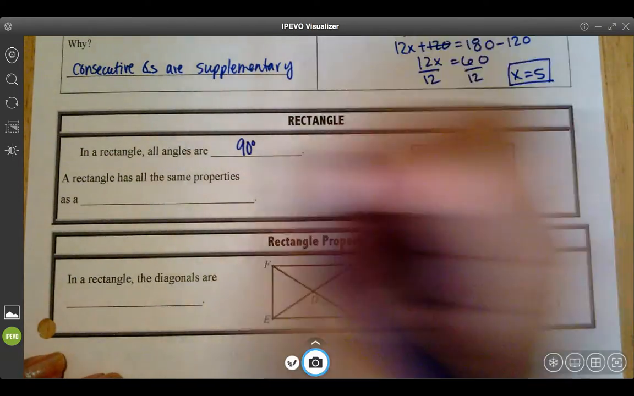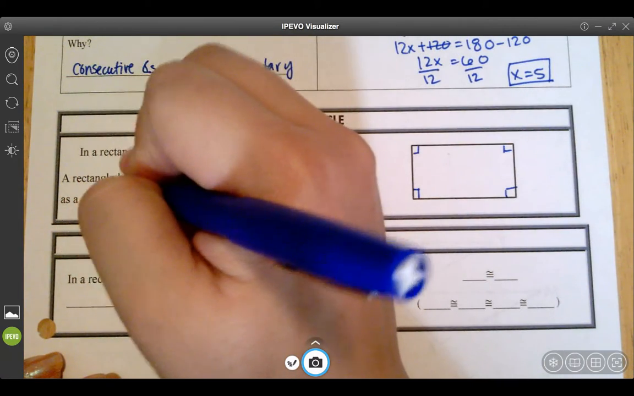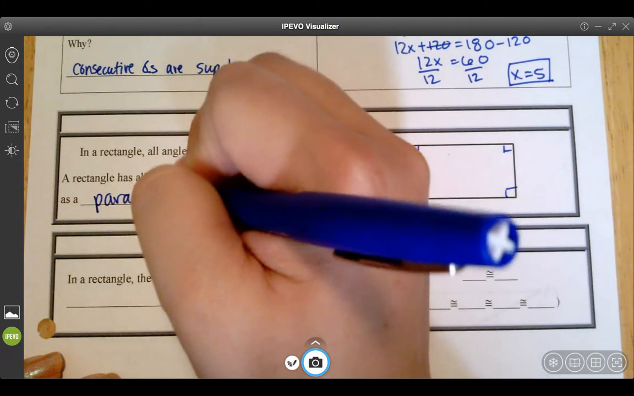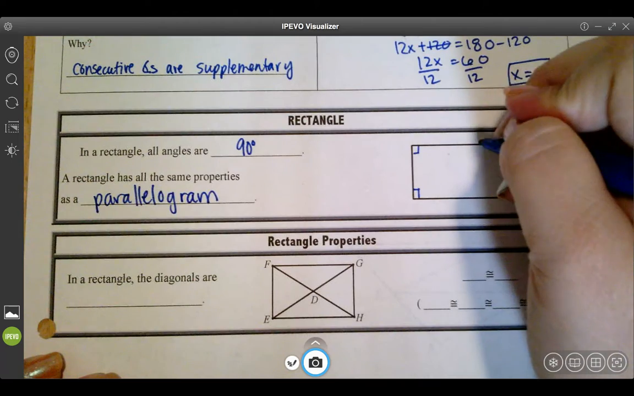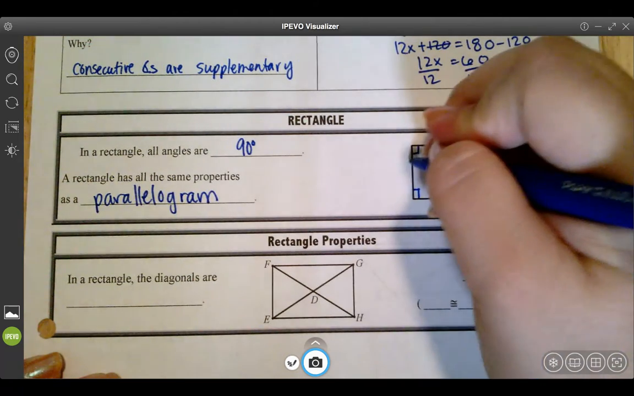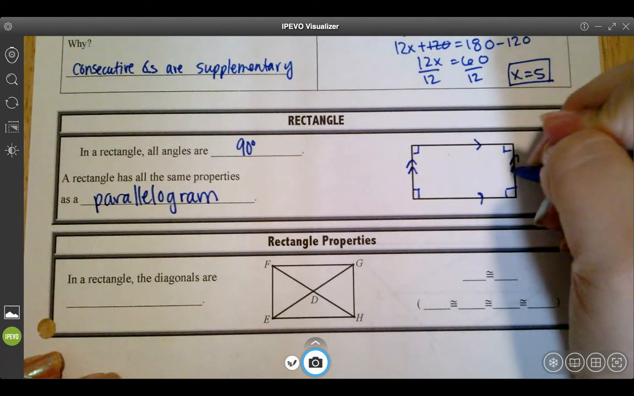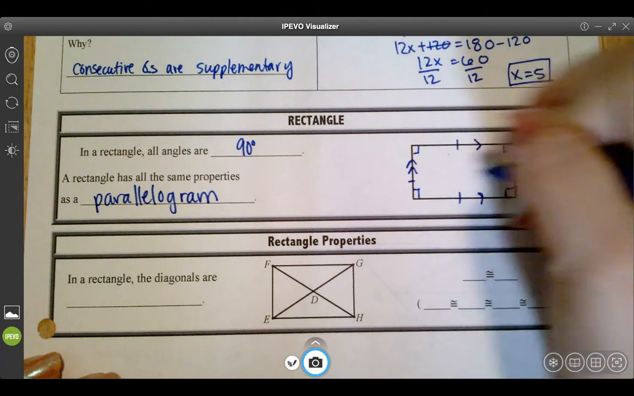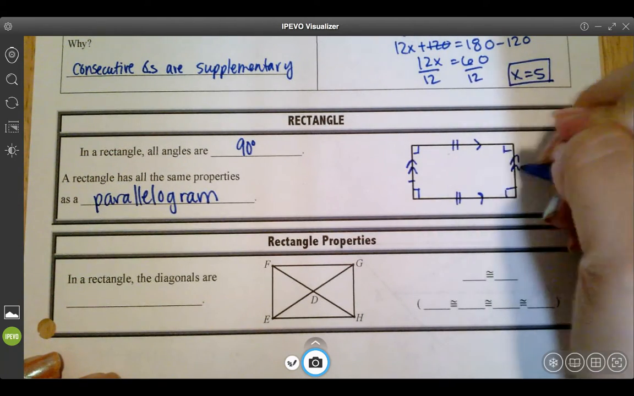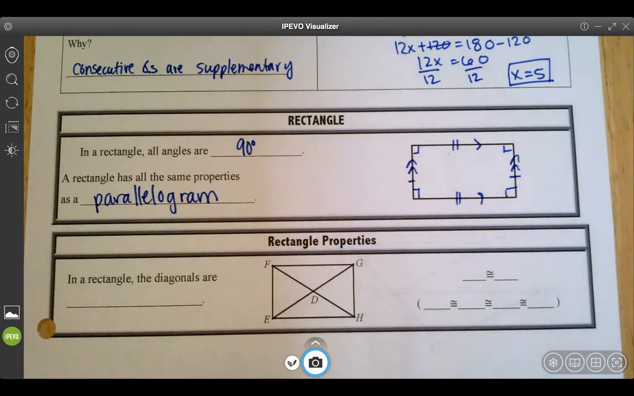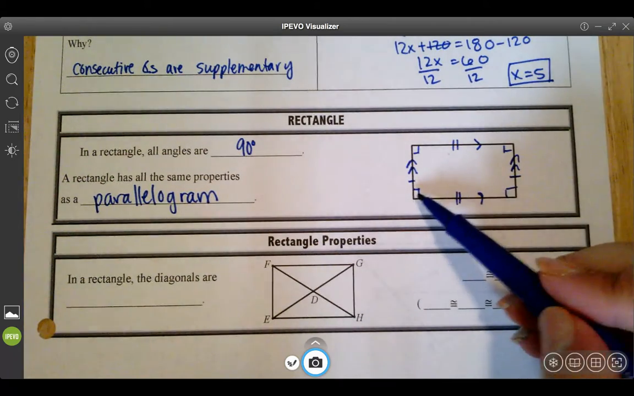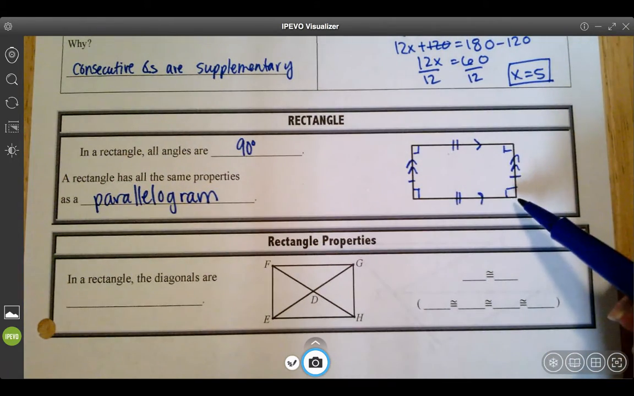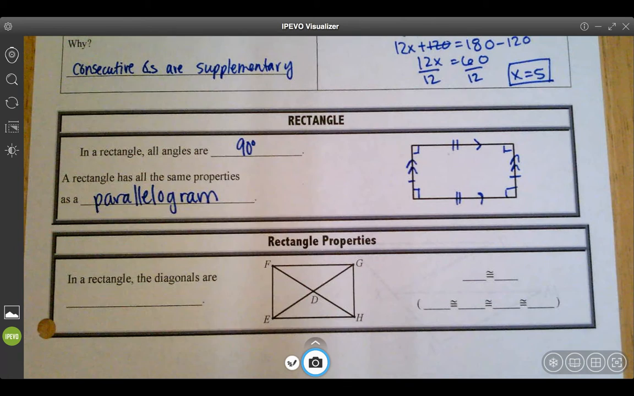And then all of the properties of a parallelogram. So again, opposite sides are parallel. Opposite sides are congruent. Okay, we also know that the diagonals bisect each other and that consecutive angles are supplementary.